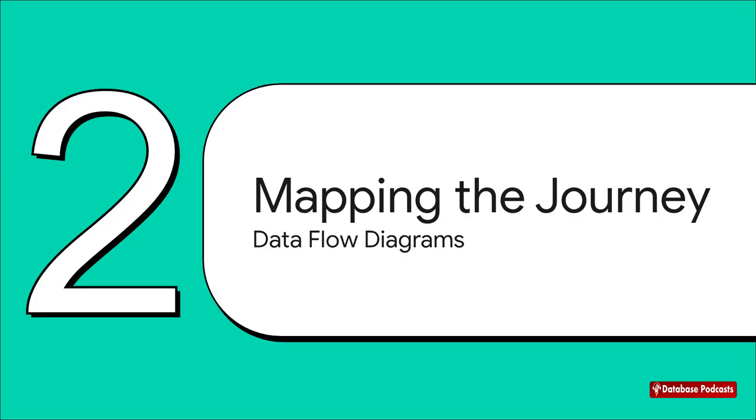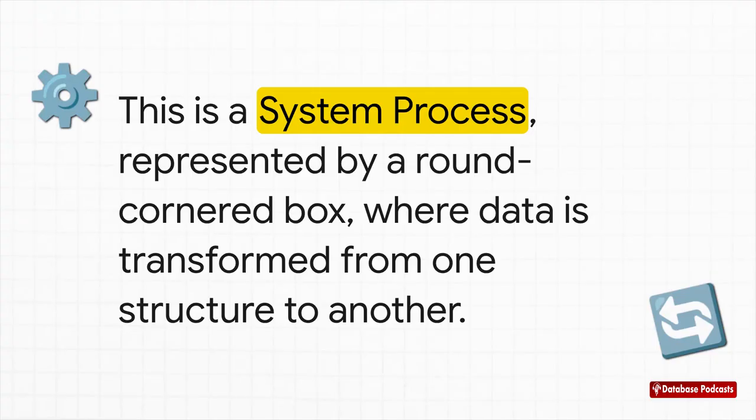Okay, so we know we need to focus on these essential system processes. That's a great start, but how do we see how they all connect? How do we actually draw a map of our data's journey as it zips around the organization? Well, this is where something called a data flow diagram, or DFD, becomes our best friend. At the heart of our map is the system process. We usually draw it as a box with rounded corners. Just think of this as an action station. It's any place where data comes in, gets changed, and then something new comes out. Like calculate sales tax or validate user login.